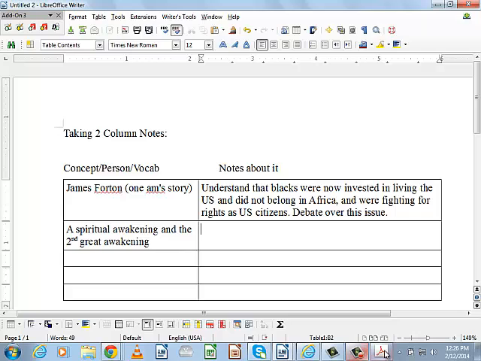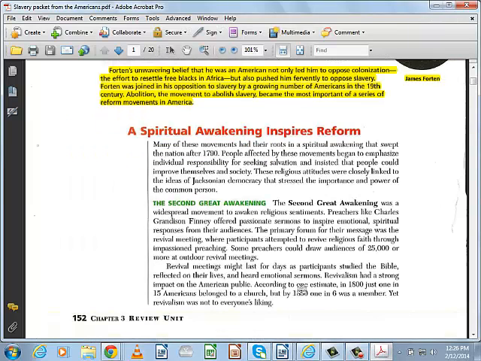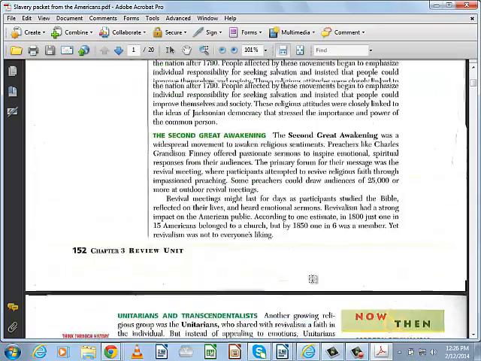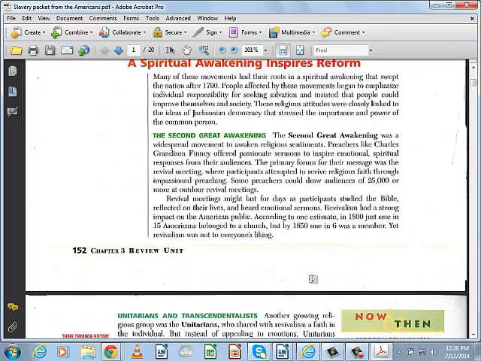Okay, now I'm going to come over here and take some notes. The religious attitudes were closely linked to the ideas of Jacksonian democracy that stressed the importance and power of the common person. So we've got religious sentiment happening here, and a lot going on with this sort of religious revival. So this is pushing this abolitionist movement. It began to emphasize individual responsibility. People could improve themselves and society.